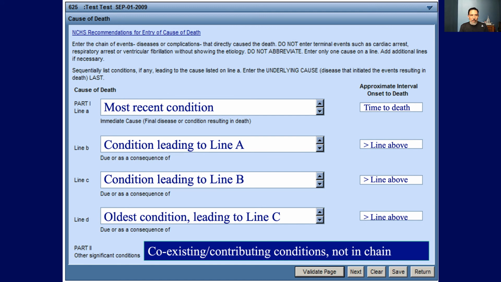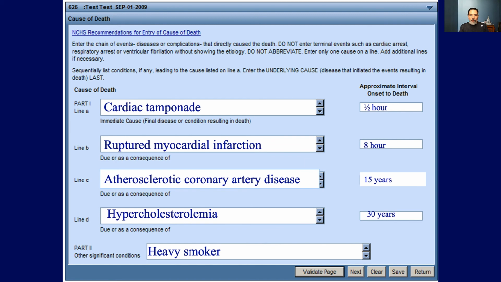And ultimately what we want to know are both underlying causes and contributing causes. So here's an example of what could be called a well-documented cause of death, right? They had cardiac tamponade in the half hour immediately prior to death. They had a myocardial infarction in the 8 hours leading up to that. For 15 years, they had atherosclerotic coronary artery disease, and high cholesterol over the period of about 30 years contributed to that coronary artery disease.